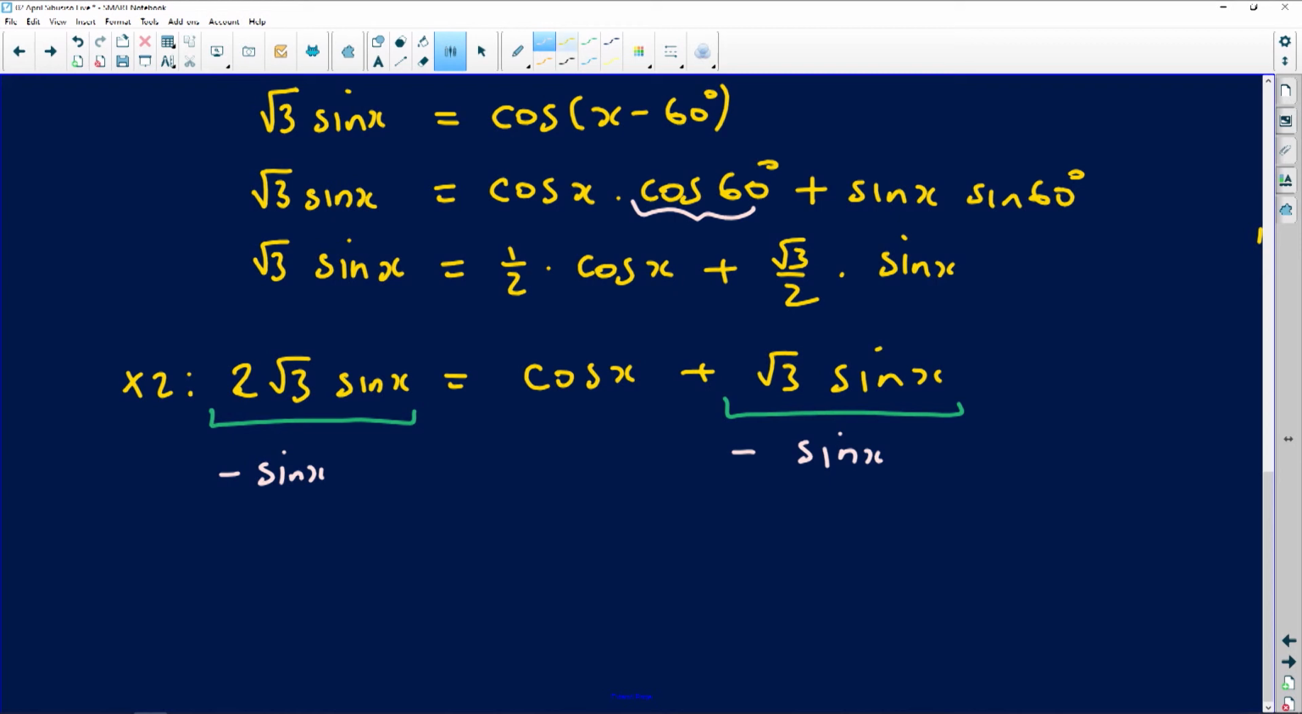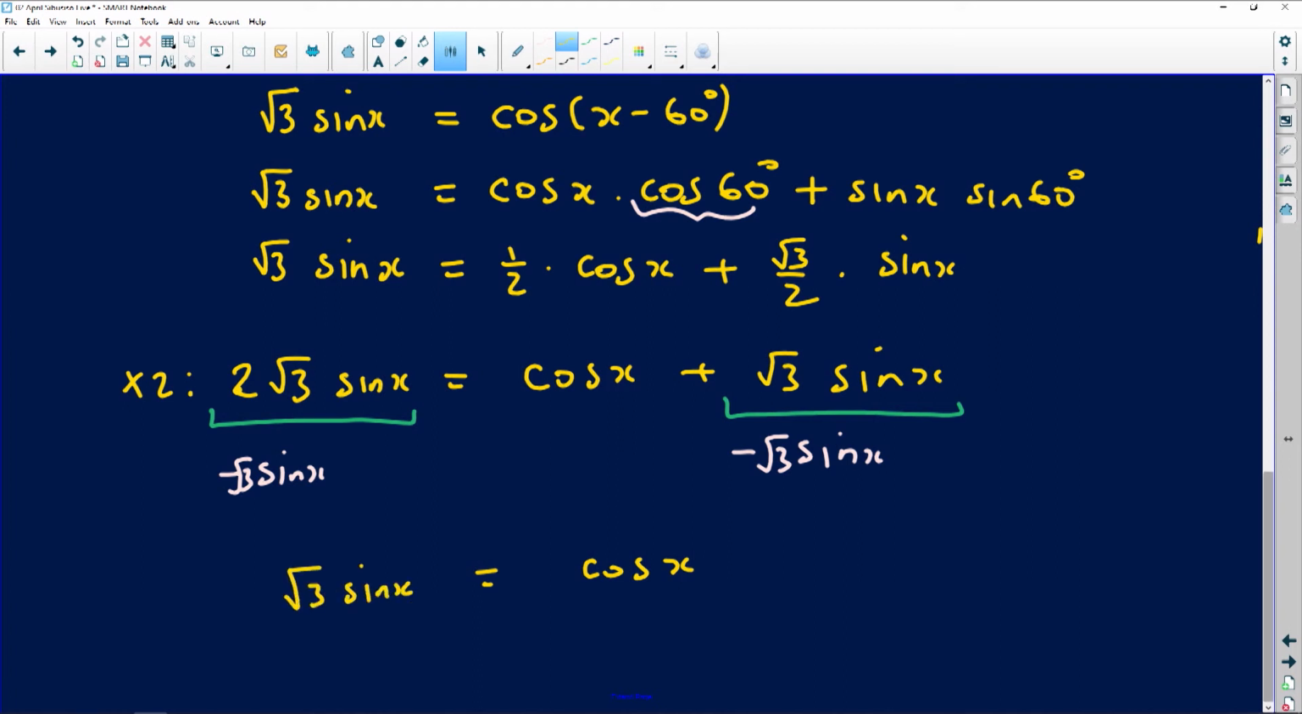Now you'll notice that that will help me to just have cos x remaining on the right-hand side, and on the left, 2 root 3 minus 1 root 3. We're not only subtracting sine x, we're actually subtracting root 3 sine x. Yes, root 3 sine x. That will give us only one of them remaining on the left-hand side. We had 2 of them. We're now going to be left with 1 root 3 sine of x.